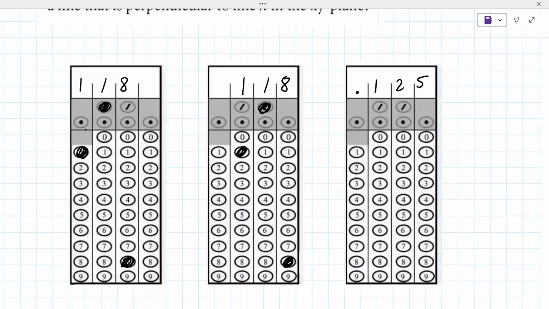Notice again, there's no zero in the first position and there's no negatives. So if you get a negative, that's a mistake. All right, you're doing great.